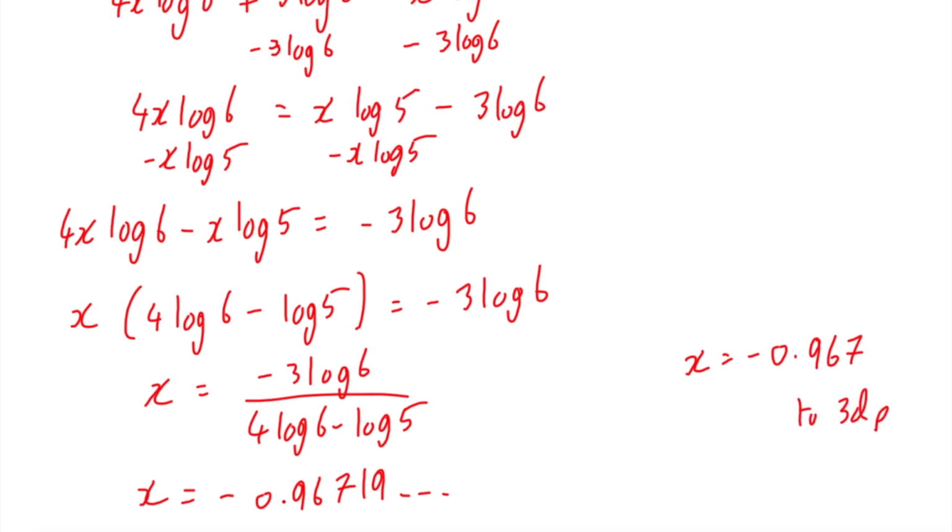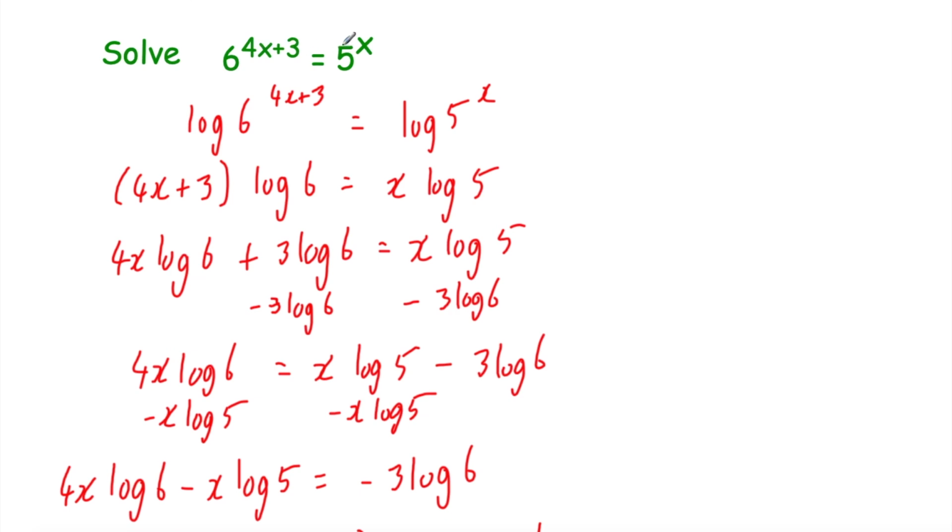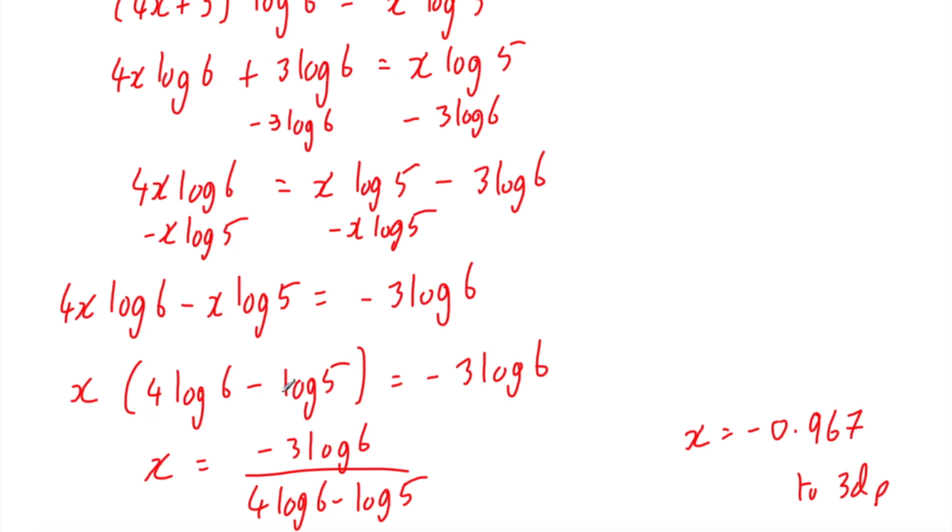And that's it. So in this question, we had x's on both of the powers, so we took the logs of both sides. We brought the powers down. We then made sure that we expanded our brackets. We then brought all the terms with x's to one side and all the terms without x's to the other side. We then factorized it, and then we divided both sides by that bracket to find out what x was. And that's it.